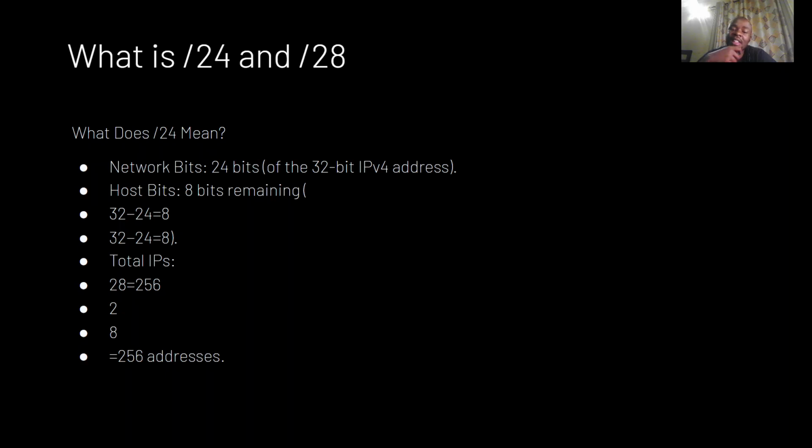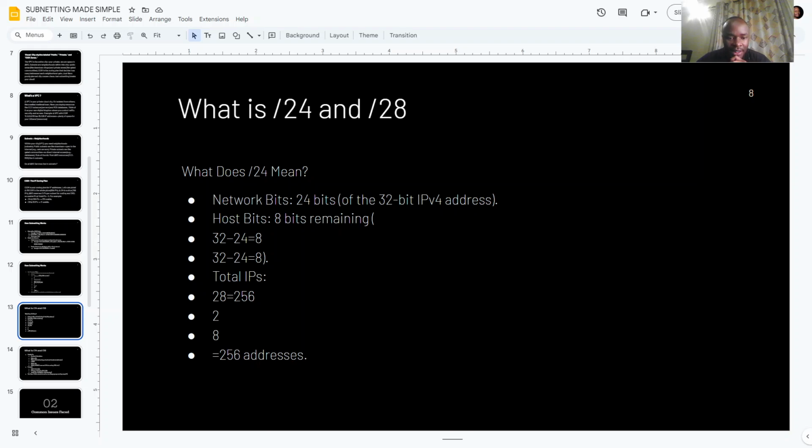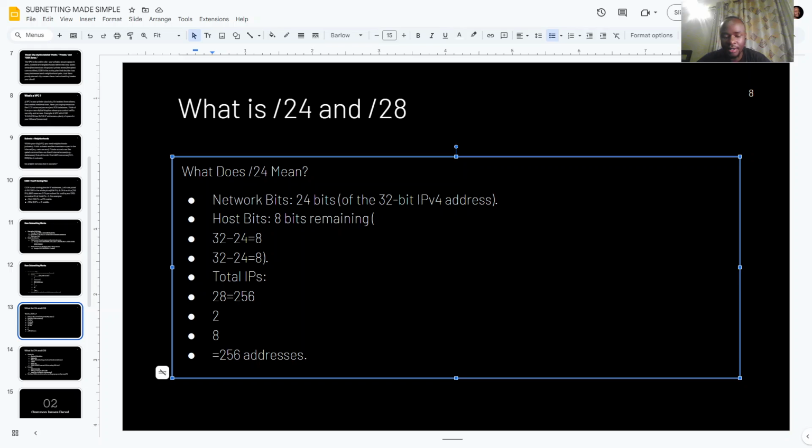So the network bits is the 24 bits of the 32-bit IPv4 address. So the 8 bits remaining are the host bits. So if we do 2 raised to the power of 8, that is what we get: 256. That is how we get 256.